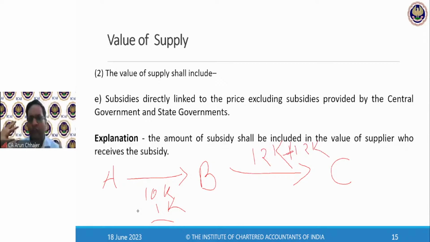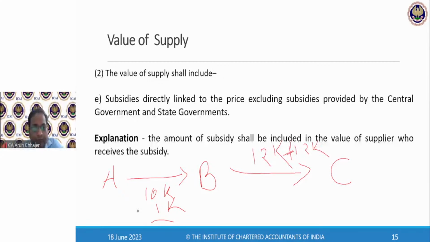As of now, there is no problem. Why is there no problem? Because B is purchasing at 10,000. He is doing the value addition, or he is adding the margin of 2,000, and then he's supplying this mobile to Mr. C at rupees 12,000. No problem.